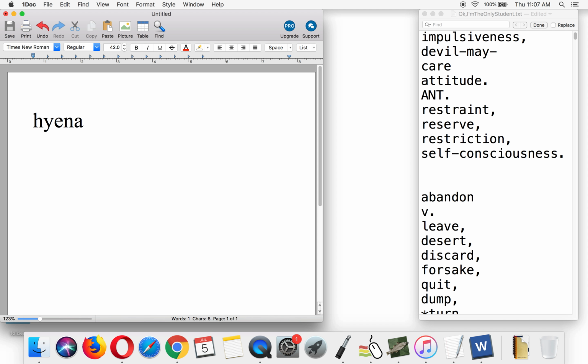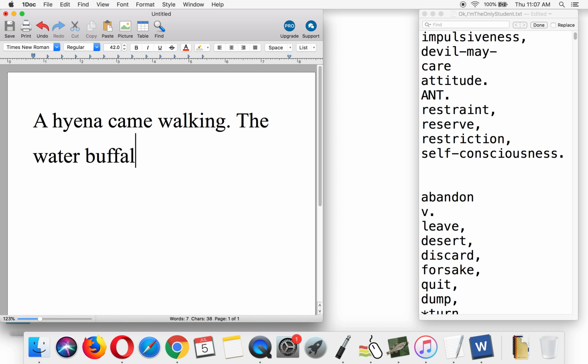Okay, we're going to say a hyena because it's the first time we saw the hyena. The hyena came walking. Okay, simple sentence. And we got to write the buffalo. It's a water buffalo. Was stuck in the mud.